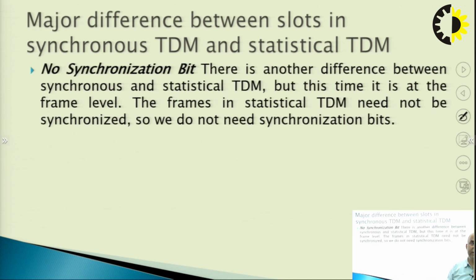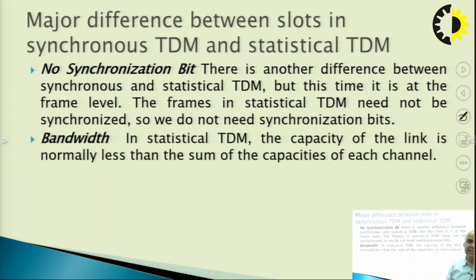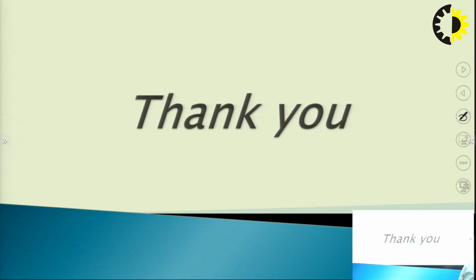Another is that there is no synchronous bit. There is another difference between synchronous and statistical TDM, but this time it is at the frame level. The frame in statistical TDM need not be synchronized. So, we do not need any synchronous bit in STDM. Bandwidth: statistical TDM utilizes bandwidth more efficiently compared to synchronous. So, the capacity of the link is normally less than the sum of the capacity of each channel. Thank you.